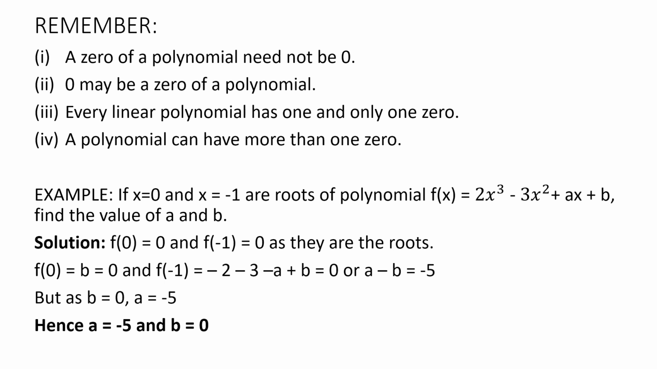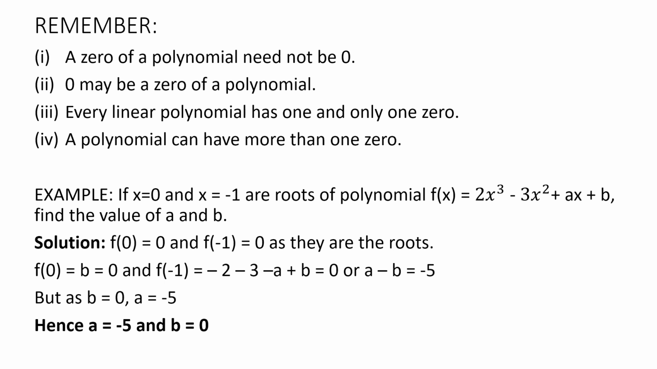A polynomial can have more than one zero. This is also obvious because if the degree of the polynomial is more than 1, it can have more than one zero. Example: if x = 0 and x = -1 are roots of the polynomial f(x) = 2x³ - 3x² + ax + b, find the value of a and b. Roots means when you put that value, the polynomial will have the value 0. So f(0) is 0 and f(-1) will also be 0 because they are the roots.